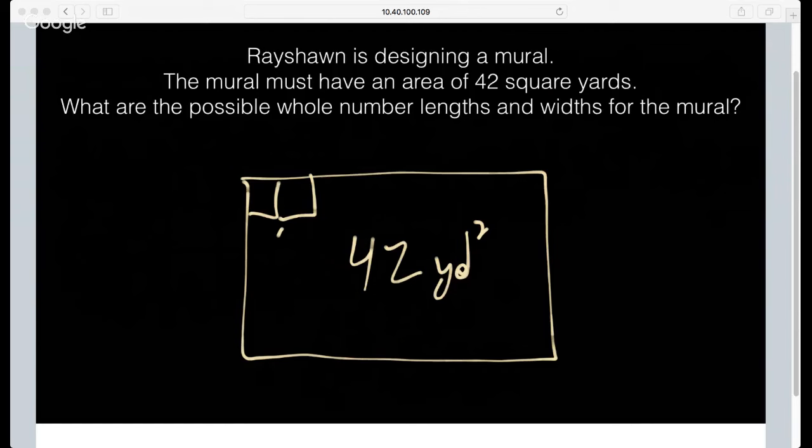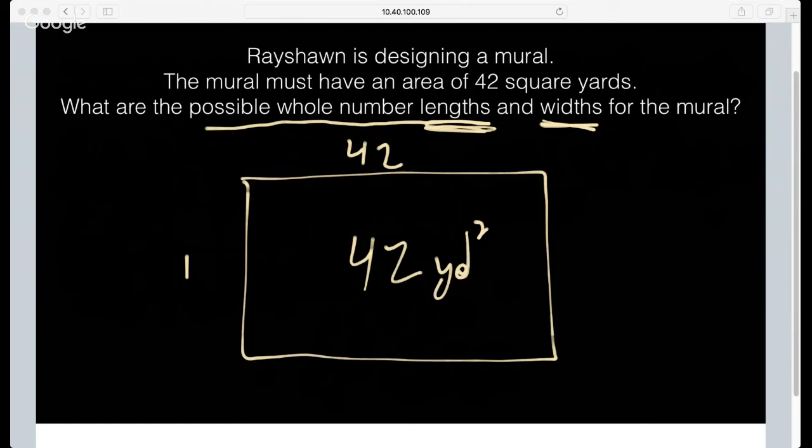Remember that? Okay. Now we're looking for possible whole number lengths and widths. So the same type of thing. We're just looking for all of the factors of 42, in which, if we think about this, 1 could be on this side, and 42 on this side. That'd be a really skinny and long mural, or vice versa, but it still could work. Those are factors. We could have 2 times what? 2 and 21. Is 3 a factor of 42? No. Is 4 a factor of 42? No. 5? No.